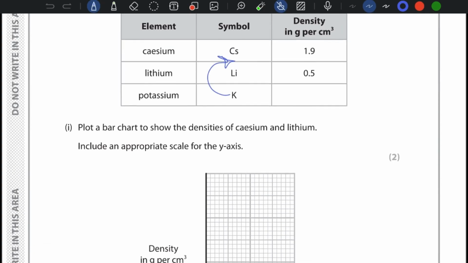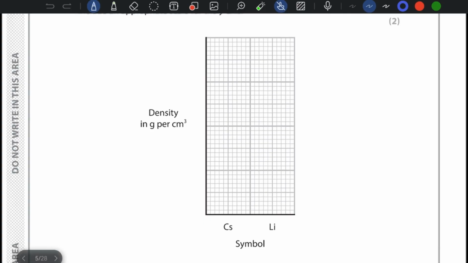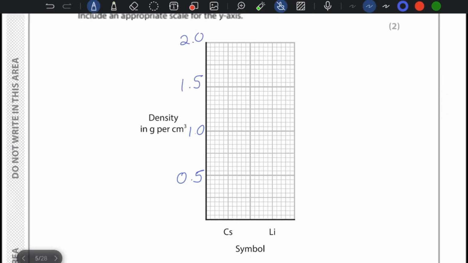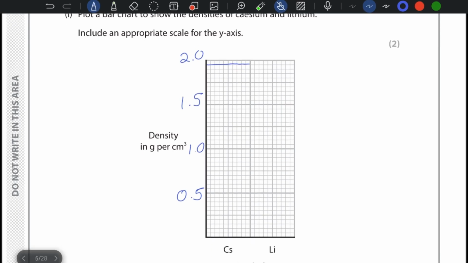Density is one of them 0.5 and the other one is 1.9, and we have 1, 2, 3, 4 lines, so we can write it as 0.5, 1, 1.5, and 2. One of them is 1.9. 1.9 means right here for cesium. So we can draw it.